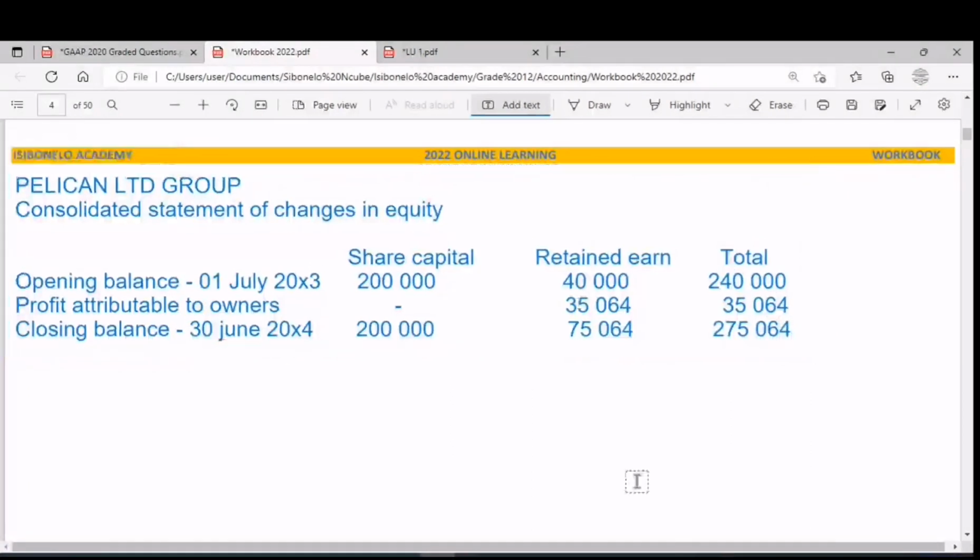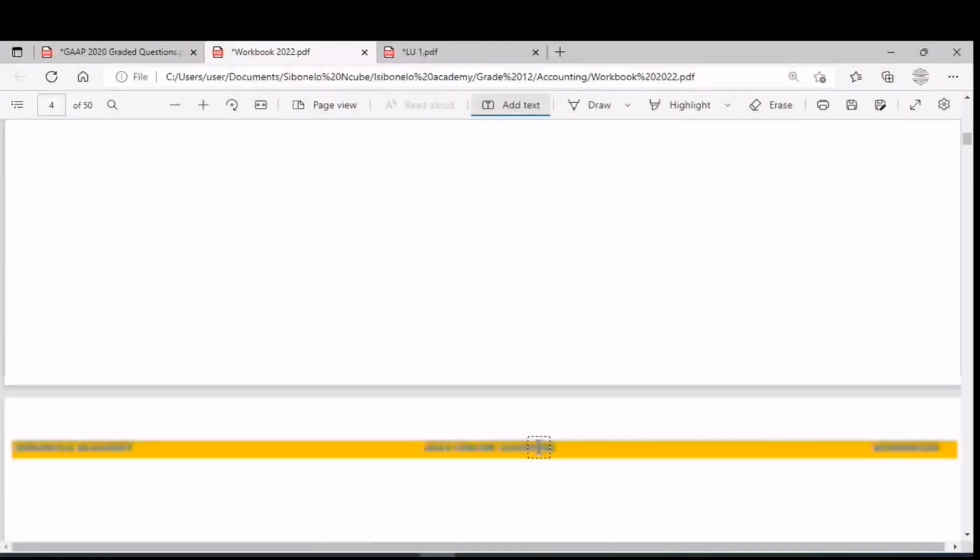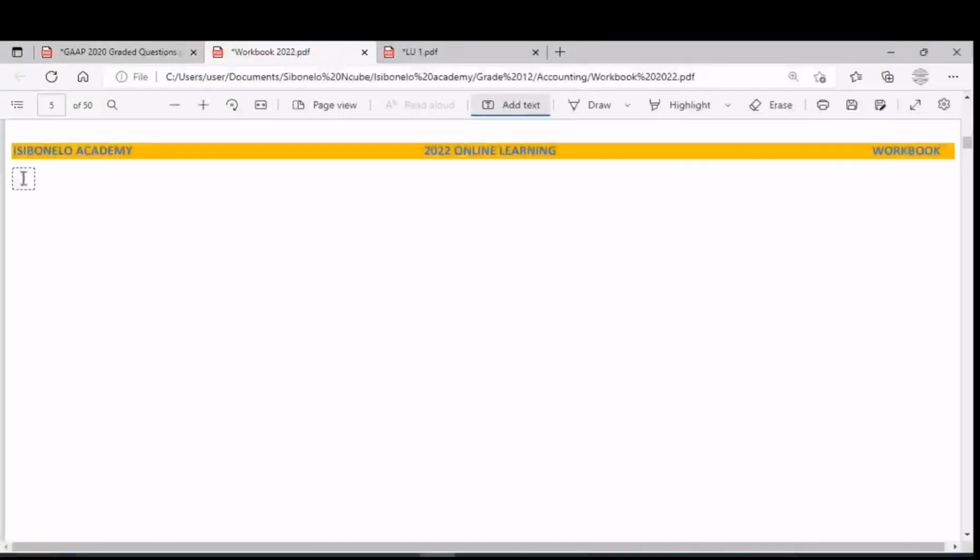Then we have finished the statement of changes in equity. Do you understand it? Yes. All right. Then we do the last statement, the balance sheet, the consolidated statement of financial position.